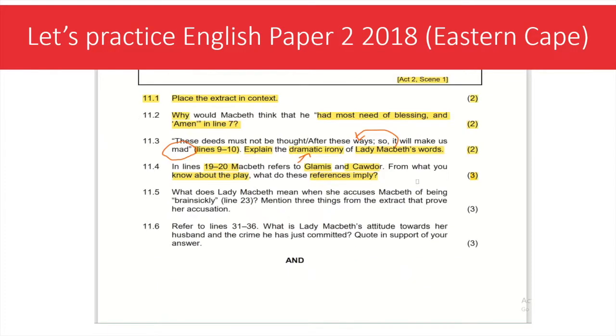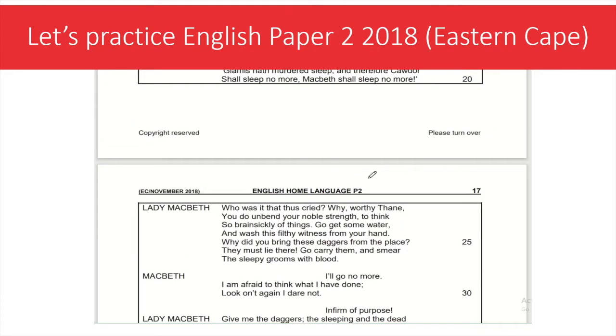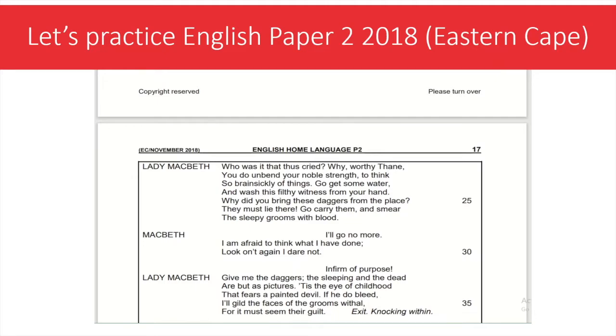Let's look at 11.5. What does Lady Macbeth mean when she accuses Macbeth of being brain-sickly in line 23? Mention 3 things from the extract that prove her accusation. Okay, so what is this question asking you? What does Lady Macbeth mean when she says that he's brain-sickly? Now you need to mention 3 things from the extract to prove this accusation for 3 marks. So let's have a look at line 23 over here.